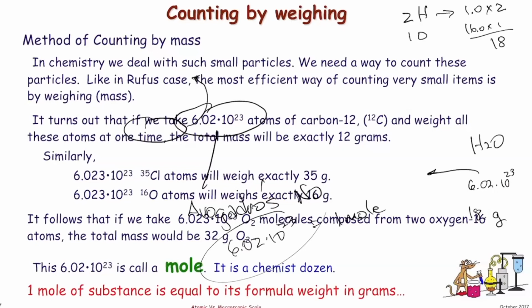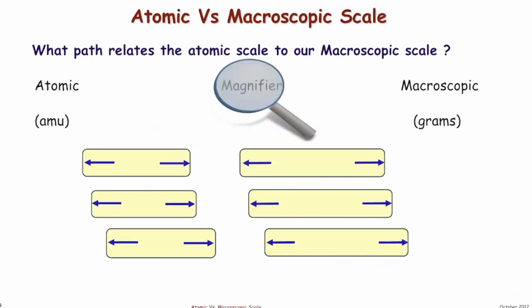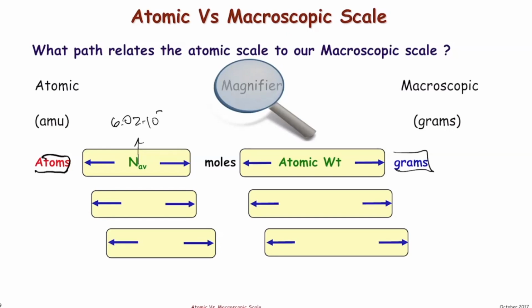So the first thing I want to do is show you this right here, because again, it takes the atomic scale and brings it up to the gram scale. N_A is 6.02 times 10 to the 23rd. That's 1 mole. And then we use the atomic weight. Water would be 18. Carbon atom would be 12. Oxygen molecule would be 32, 16 plus 16, okay, to make that conversion.